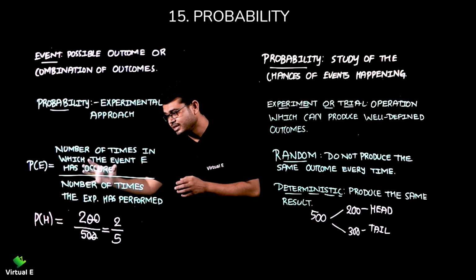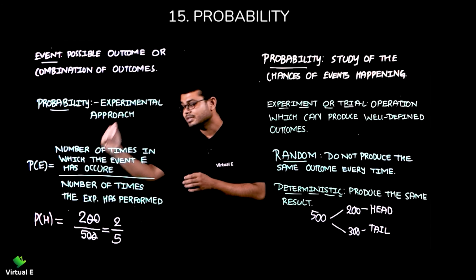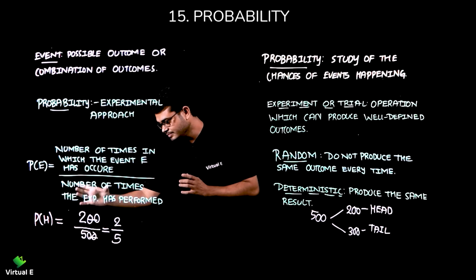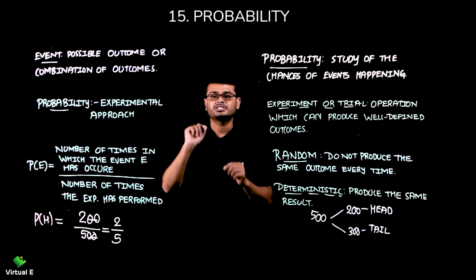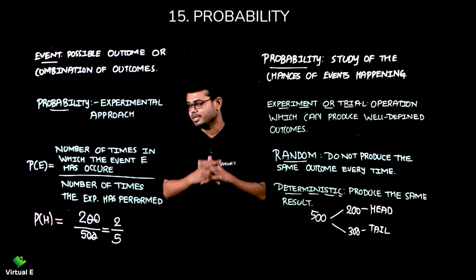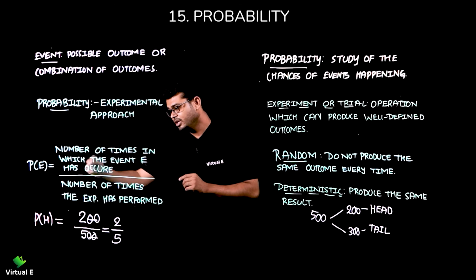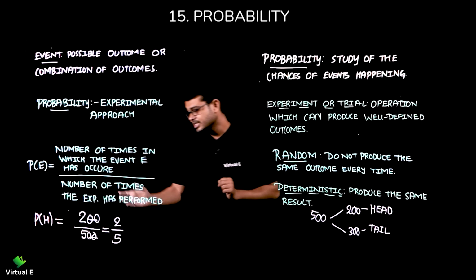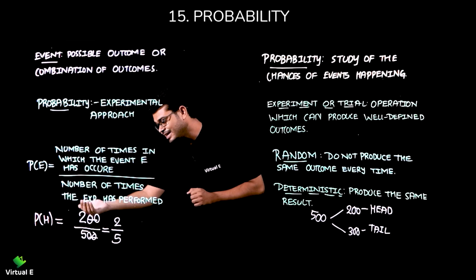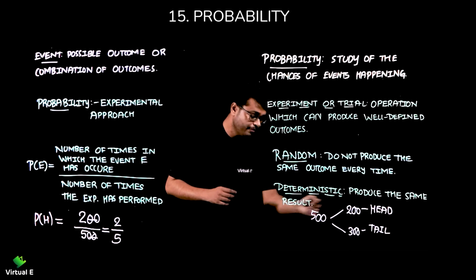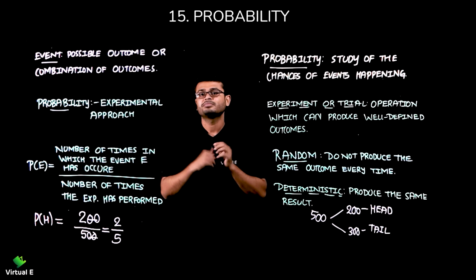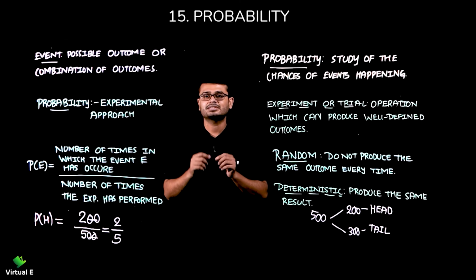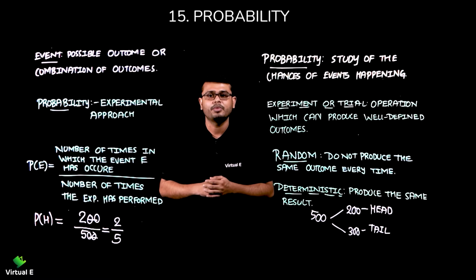We have experimentation, we have done the experiment, then we have some data. From that data, we find the probability. That is the experimental approach for the probability. Remember, number of times in which the event E has occurred, 200 times in this case, and number of times the experiment was performed. How many times did we perform? So it's all about the probability for the experimental approach. Now let's discuss a few properties related to probability.